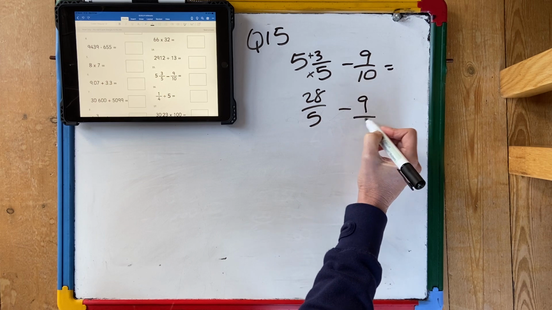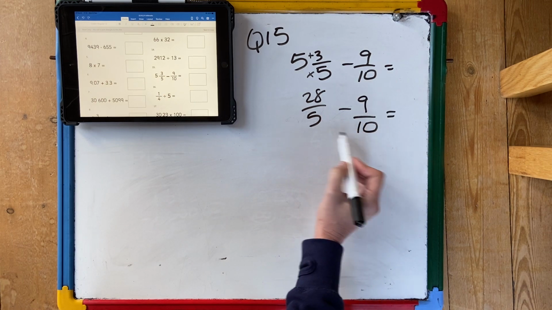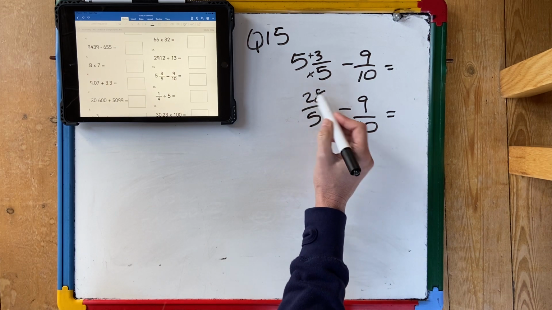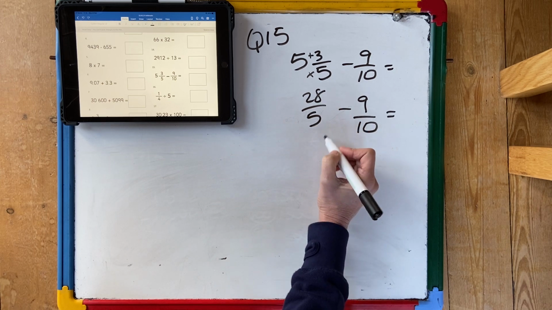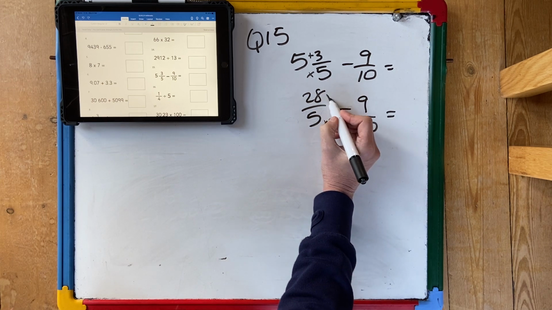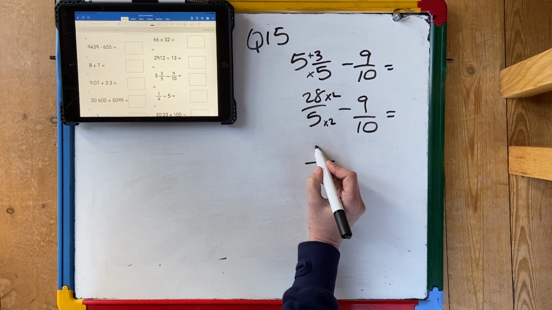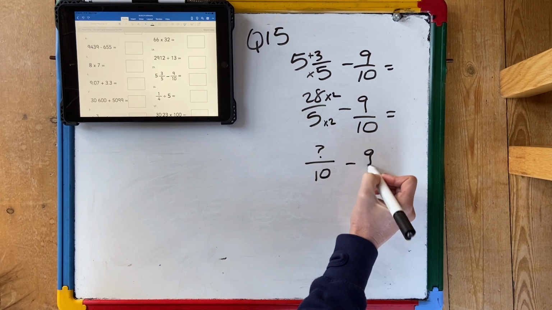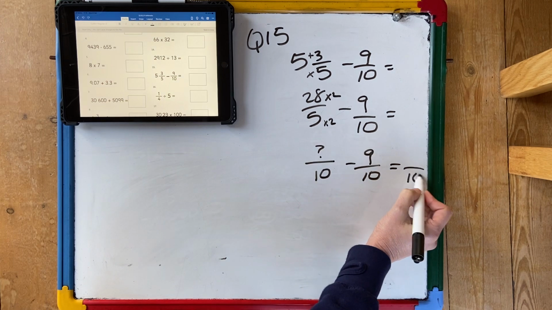Subtract 9/10. Now when you are subtracting fractions, you have to make sure the denominators are the same. So let's make 28/5 into tenths, find the equivalent fraction in tenths. So times it by 2, times it by 2. So 28 times 2, you tell me, in tenths. Subtract 9/10. And there's your answer, in tenths.